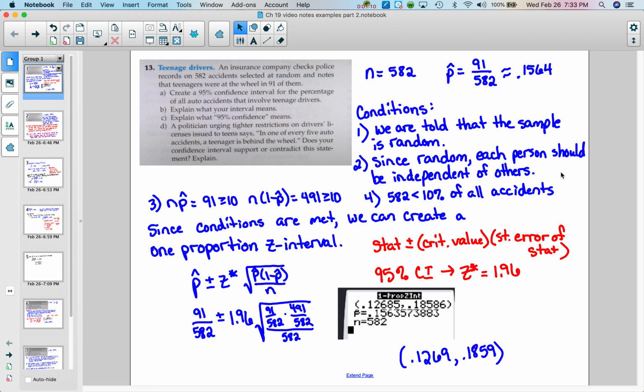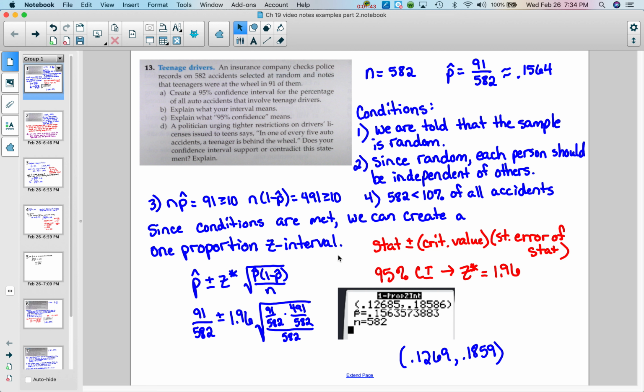The second thing I said here: since it's random, each person should be independent of others. Then we need to check that our success/failure counts are both greater than 10. So n times p hat is 91, which is greater than 10, and n times 1 minus p hat is 491, which is greater than 10. We also need to check that it's not too large. 582 is definitely less than 10% of all accidents. So our conditions are met, which means that we can create a 1 proportion z interval.